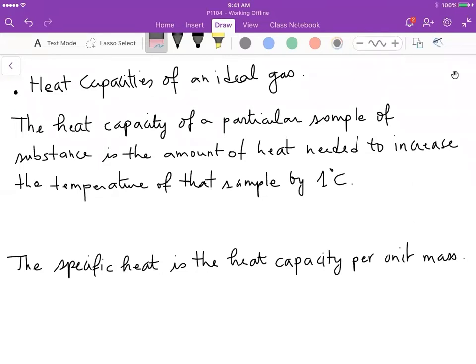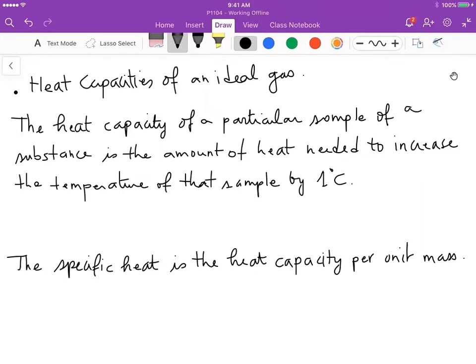If you're dealing with a system that consists of a sample of a substance, and you want to find the quantity of energy required to raise the temperature of a given mass of this substance by a given amount, this varies from one substance to another. Water is different from copper, and different from other substances. This is why we define what we call the heat capacity. The heat capacity of a particular sample of a substance is defined as the amount of heat needed to raise the temperature of that substance by 1 degree Celsius.